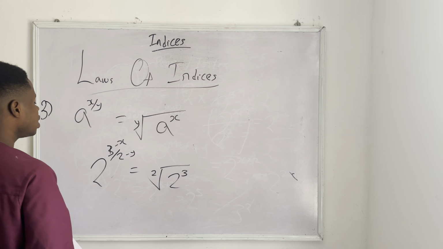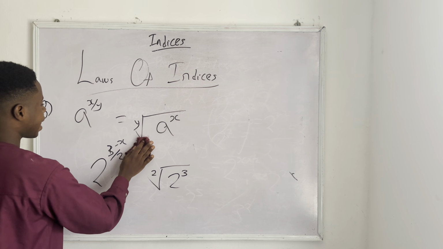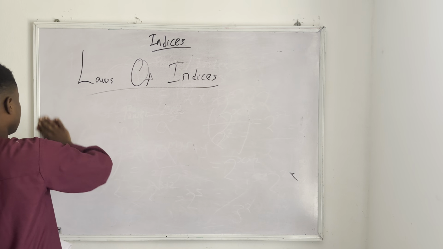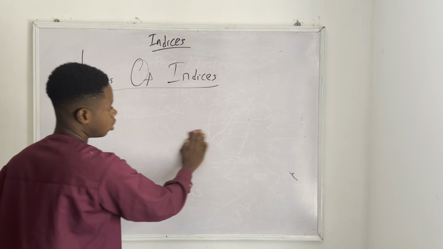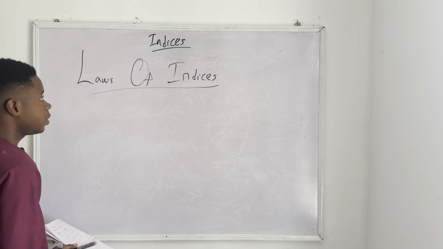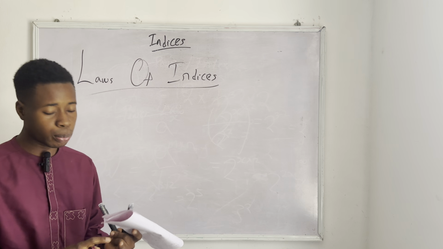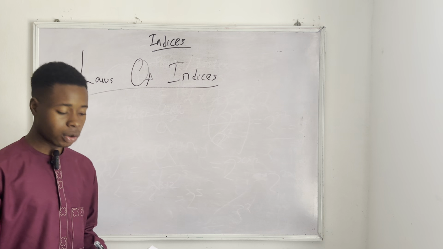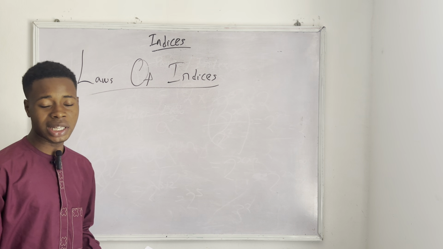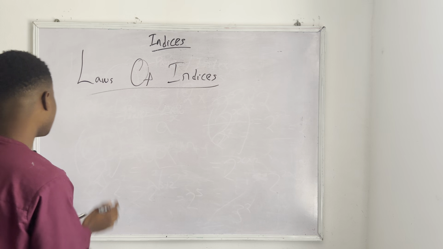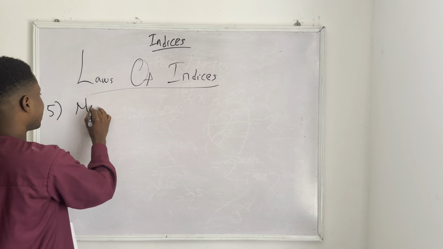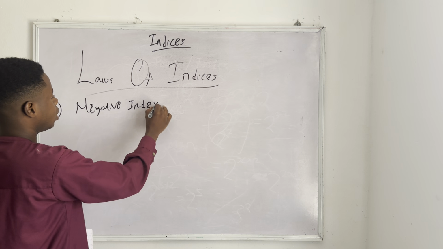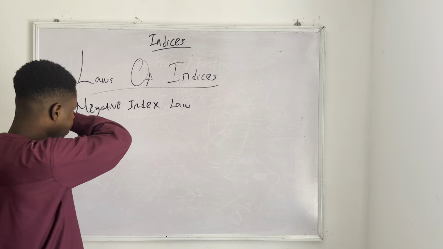Now the fourth law is the, sorry, the fifth. The fifth is the negative index law. The first is the product law. The second is the quotient law. The third is the power of power law. The fourth is the fractional law. And the fifth is the negative index law.